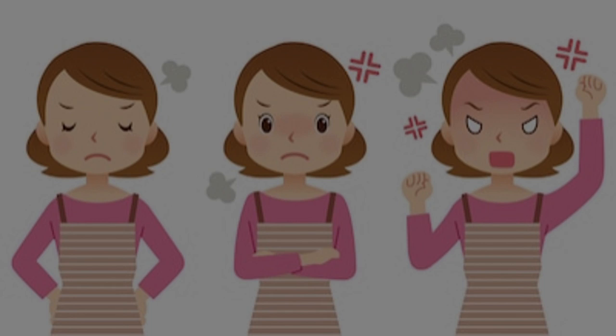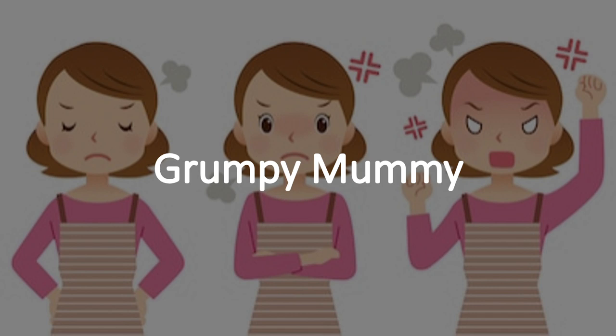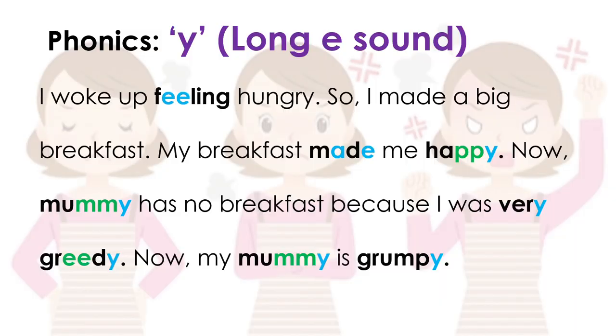What do you think we're going to read about today? Look at this picture. How do you think this mommy is feeling? Okay, and our passage is entitled Grumpy Mummy. What do you think is going to happen in our story? Good guess. Let's see if your guess is correct. Let's go over to our passage. So this is our passage, Grumpy Mummy.